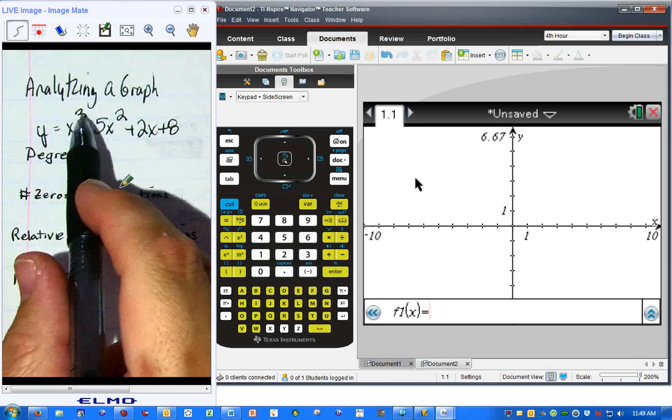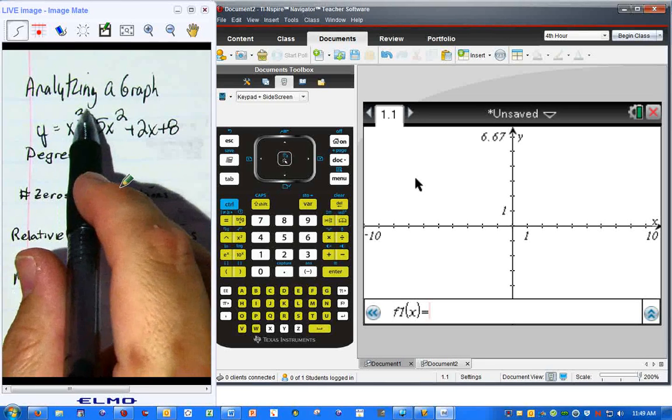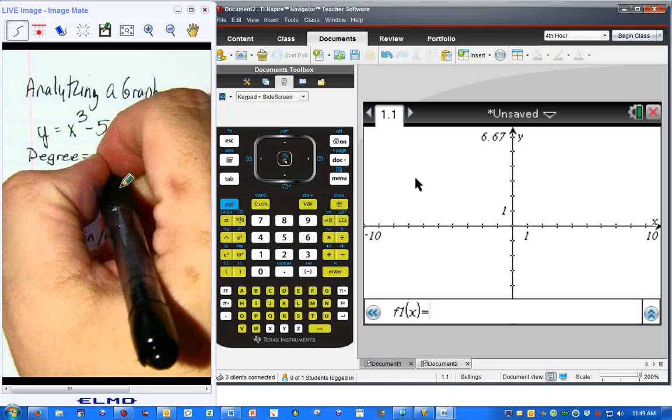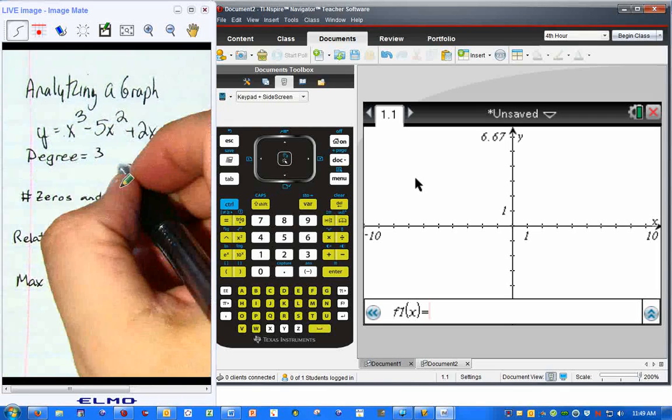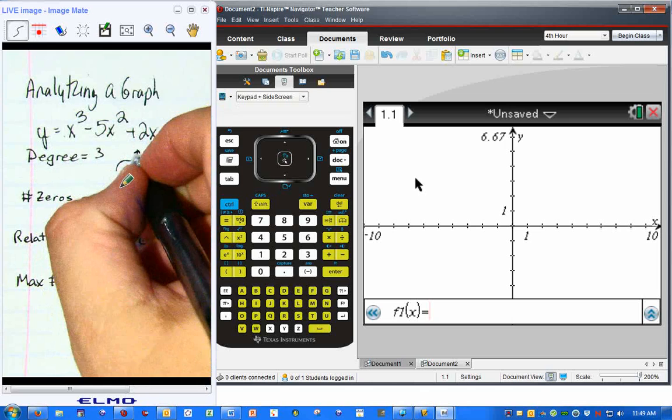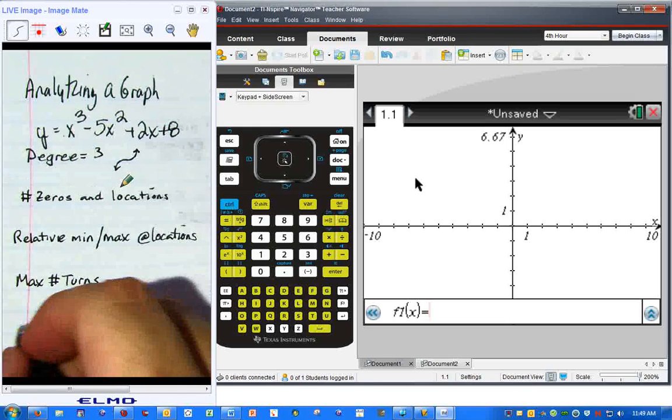Now the degree here is always going to be the biggest power. The biggest power is 3. And since my leading coefficient is 1, I know that the graph is going to take this look to it. Oh yeah, and end behavior.